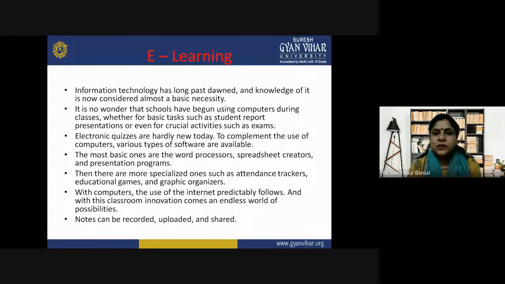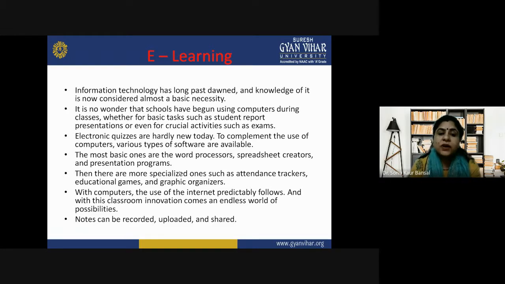We cannot resist ourselves, students, from talking about e-learning nowadays. Information technology has long since arrived, and knowledge of it is now considered almost a basic necessity. So it is no wonder, students, that schools have begun using computers during classes, whether for basic tasks such as student report presentations or even for crucial activities such as exams. Everywhere it is e-learning.